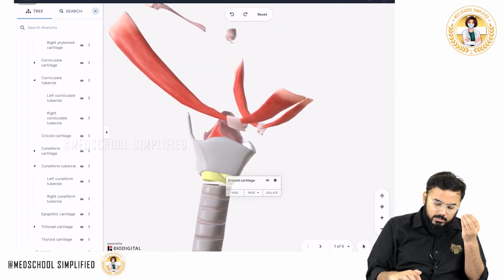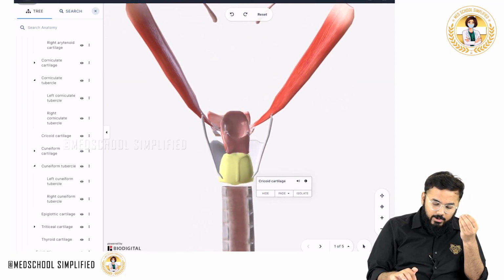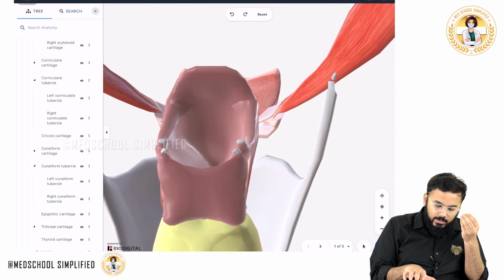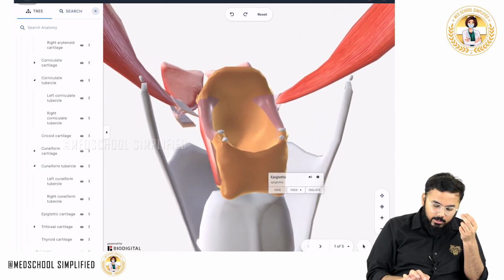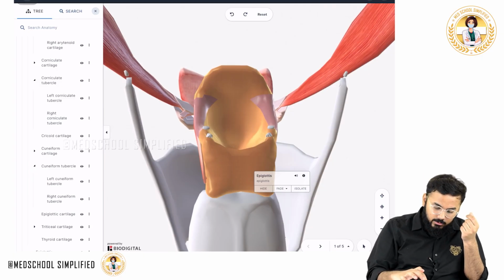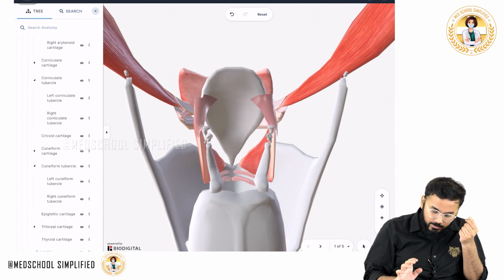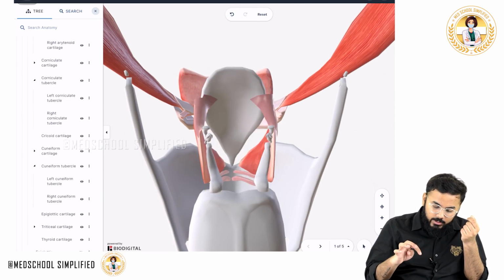So this is from the anterior view, and now I'm looking from the back. When I zoom in on this picture here, this is your epiglottis. Sitting on the epiglottis, can you see small button-like cartilages? Yes or no? See, you can see this cartilage, right? Okay, let me remove the epiglottis. Again, I'm putting the epiglottis back. Now I'm removing the epiglottis.